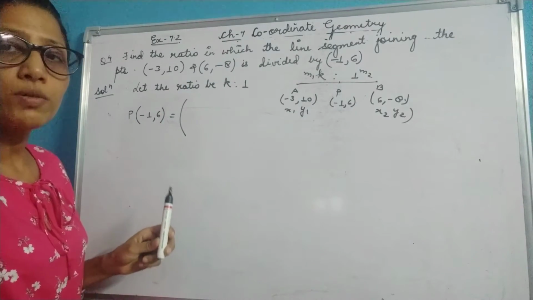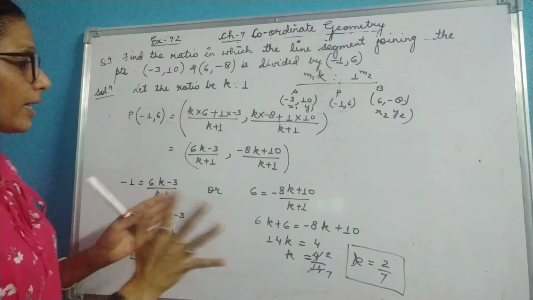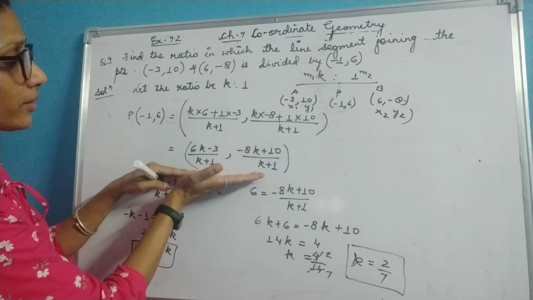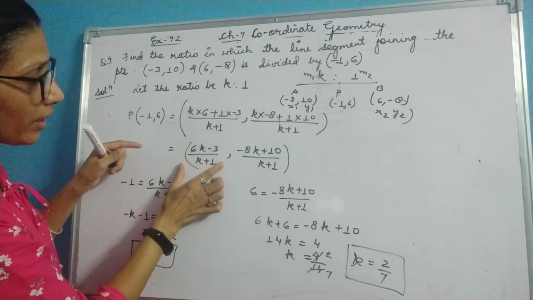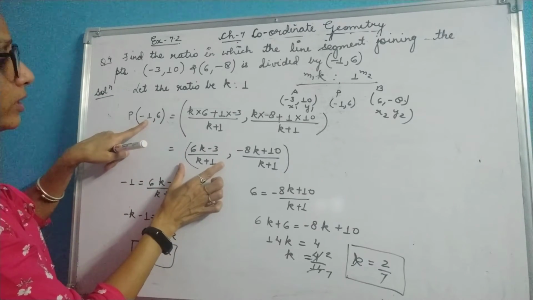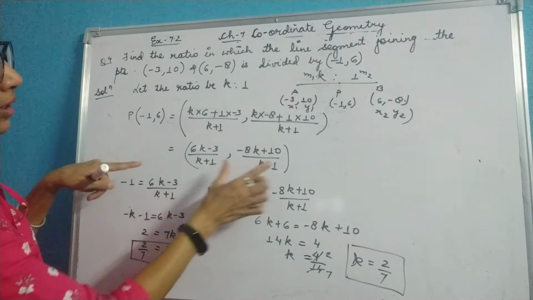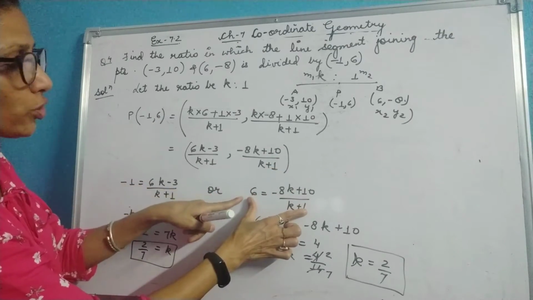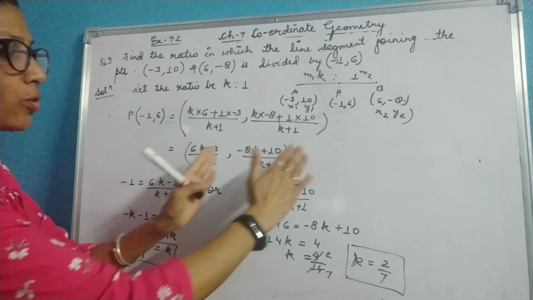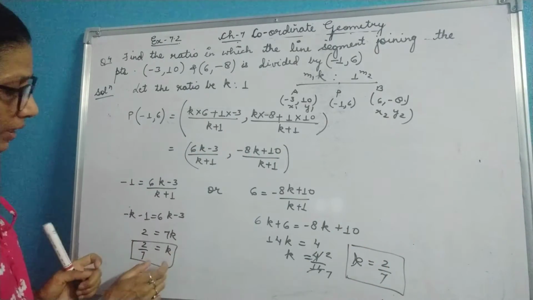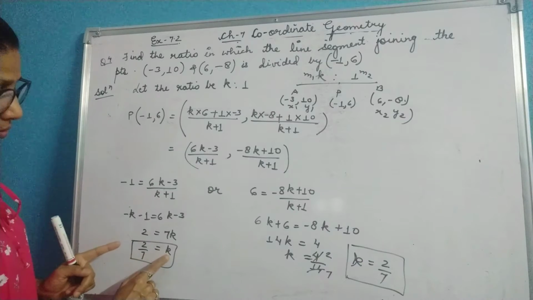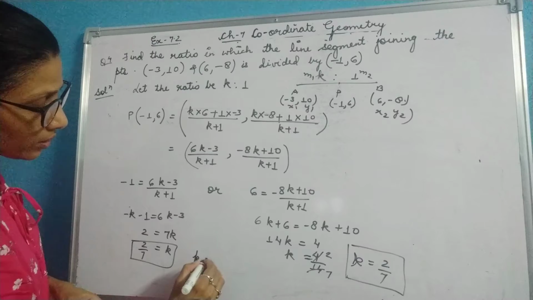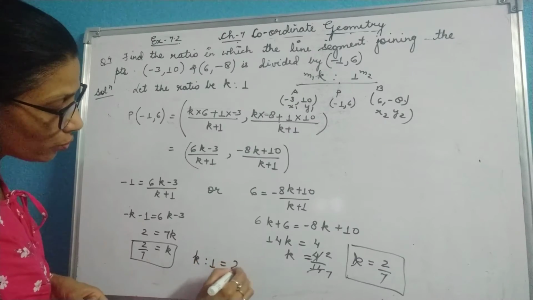And after solving we will get it as, see, I have written the values in the formula and I have got till here. Now you know that this is your x coordinate which should be equal to this, so I have equated these two. This is your y coordinate which is equal to this, so I have equated these two. Either you can solve this or you can solve this. You will be getting the ratio, that means the value of k. Here the ratio is coming out to be k:1 means 2:1.